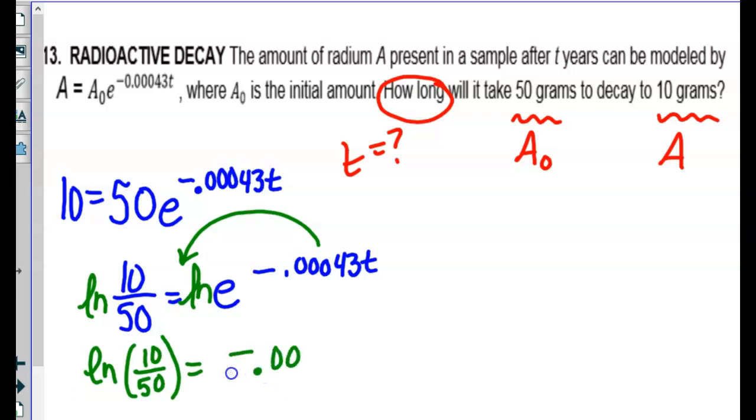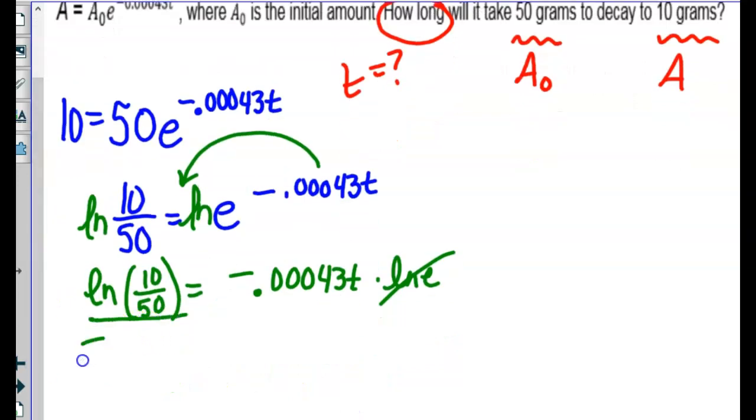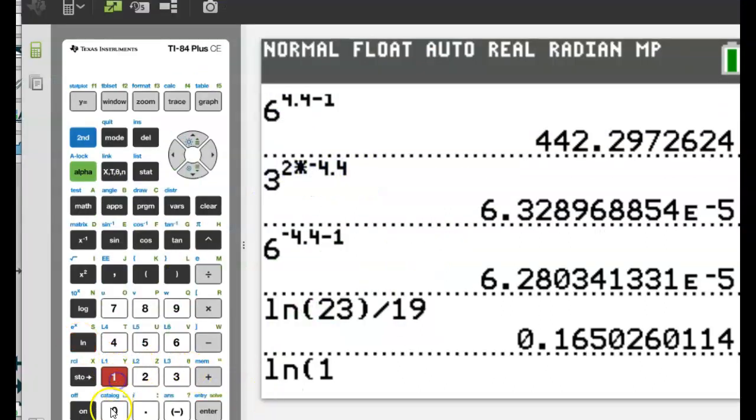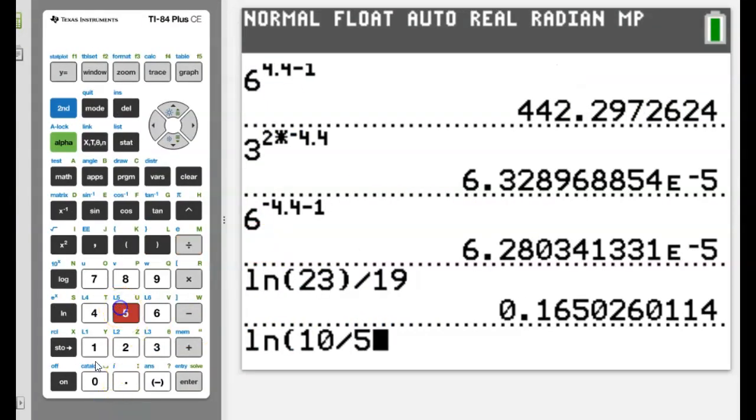And over here I have negative 0.00043t times ln of e, which is just 1. So the only step left is to divide by that negative lovely decimal. ln of 10 divided by, what did I just write? 50. Then I totally lost my train of thought. Oh yeah, divided by the whole thing, negative 0.00043.